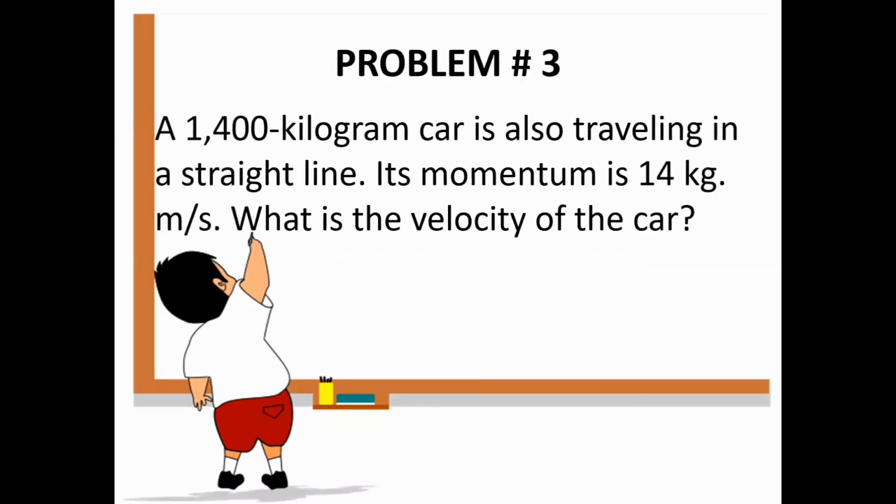Problem number 3. A 1,400 kilogram car is also traveling in a straight line. Its momentum is 14 kilogram meter per second. What is the velocity of the car? You can use the triangle. Time's up. The answer is 0.01 meter per second. It's very easy, right?